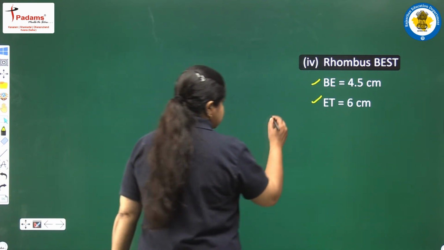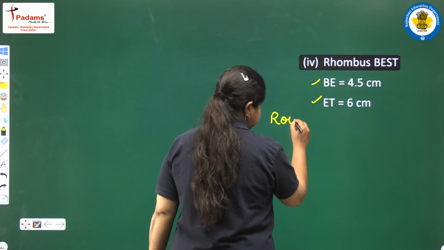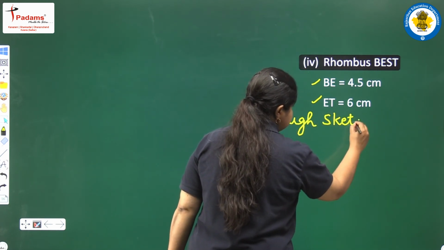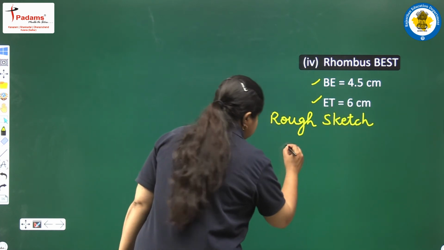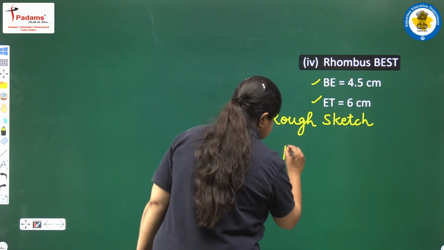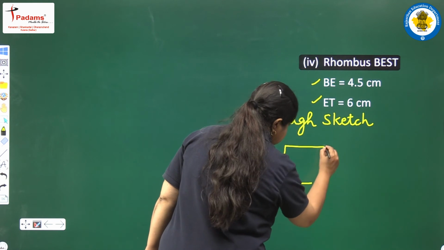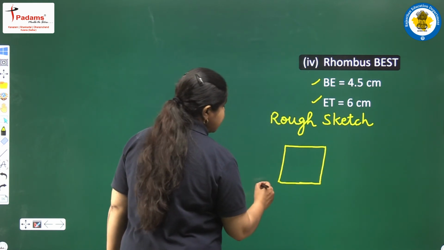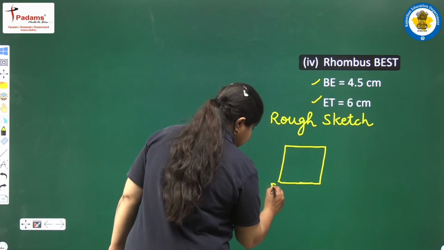Let us draw first its rough sketch and then we will be able to identify the other measurements required. A rhombus is somewhat like this. In it all the 4 sides are equal. Let me name it as BEST.